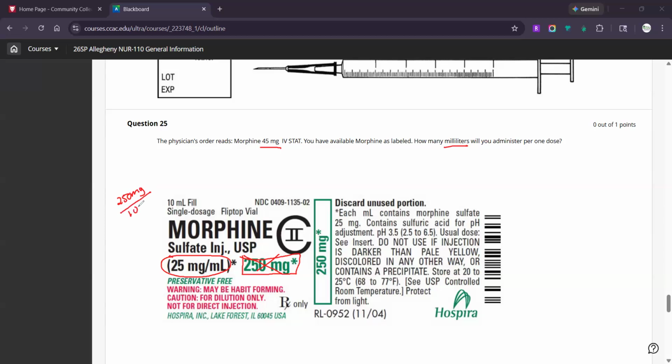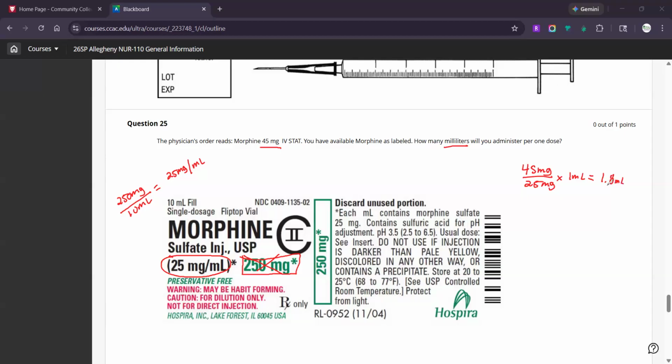The total volume is 10 ml. And when I reduce that, that's 25 milligrams per milliliter. Okay. So it's saying the same thing. You just need to know not to use that number when you're doing your math. So you're going to take your order over your available times your quantity, and then 45 divided by 25. You're going to get an answer of 1.8 milliliters.